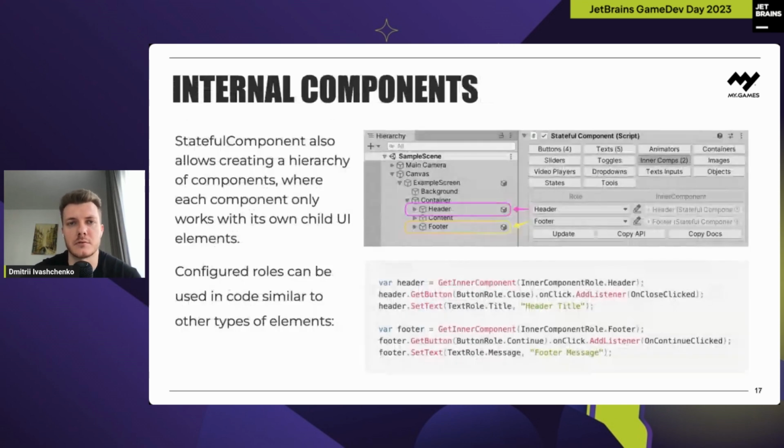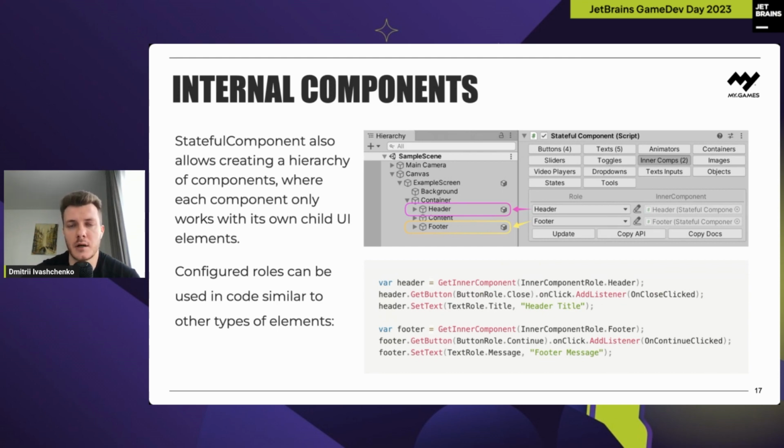Now, let's dive a bit into the detail of internal components. So far, we've considered stateful component as a component on the root of the prefab. However, it's important to know that it's not always the case. There are times when we desire to use some elements of our prefab repeatedly. And for this purpose, we have made support for internal components. Take, for example, as can be seen at the image, our example screen incorporates two additional components. There are the header and the footer.